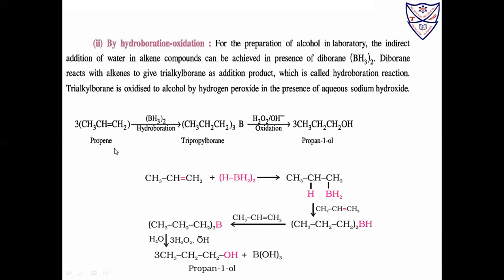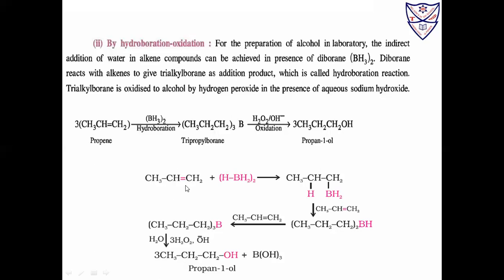So let's write the equation in this format. Propene on hydroboration, that is B2H6, gives tripropyl borane, that is CH3CH2. The double bond forms like this, that is CH2CH3 thrice, and then B is over here. So again on oxidation, it forms CH3CH2CH2OH three times, propanol.